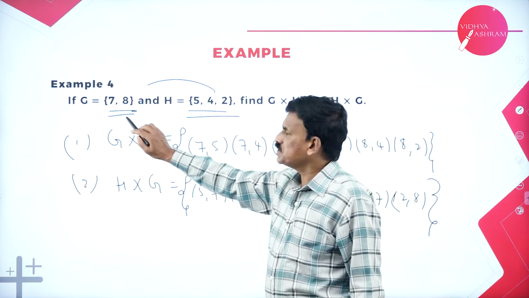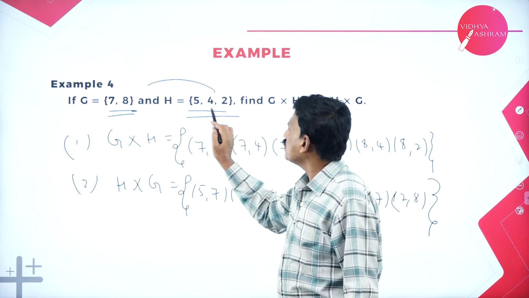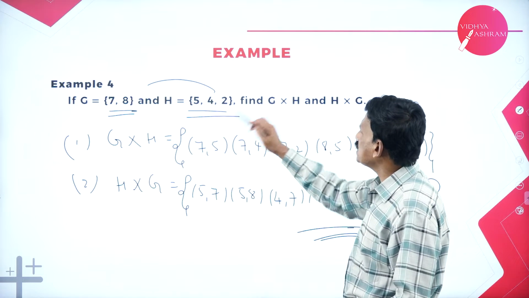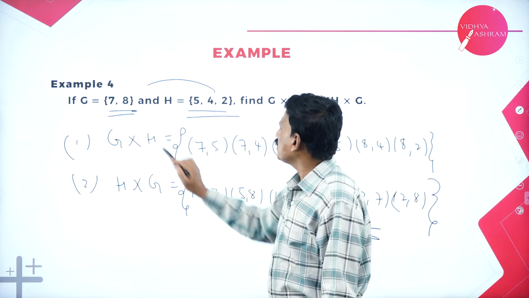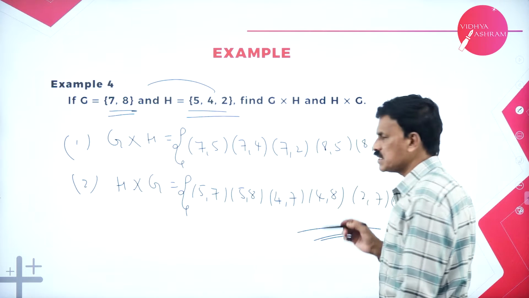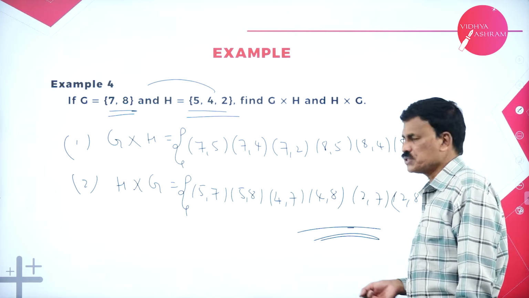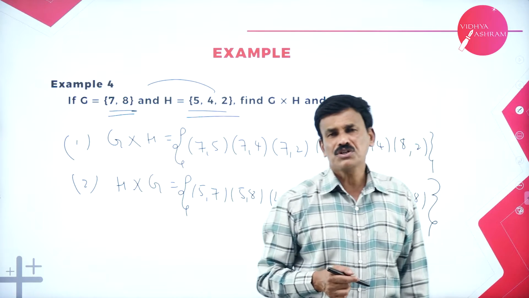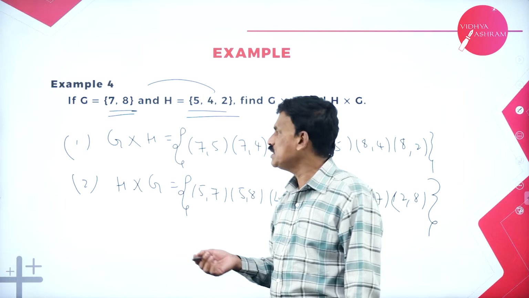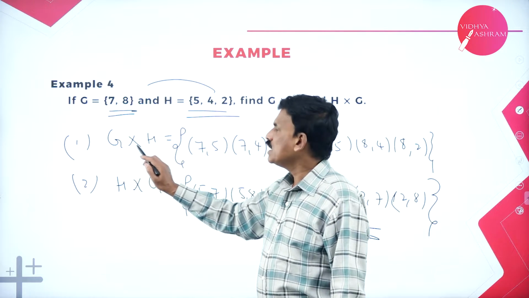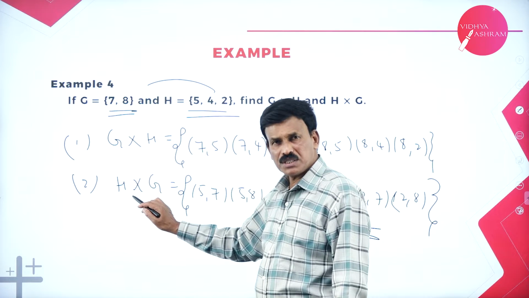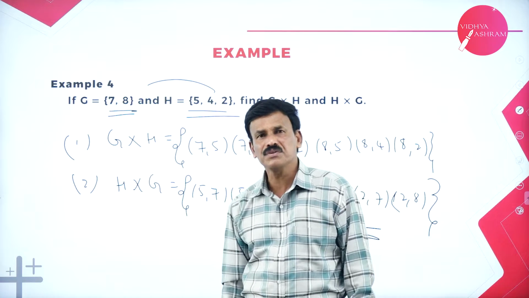So here G cross H is 7, 5, 7, 4, 7, 2, 8, 5, 8, 4, 8, 2. Similarly, H cross G is nothing but 5, 7, 5, 8, 4, 7, 4, 8, 2, 7 and 2, 8. These are the Cartesian products of these two sets. Hope you followed. In a Cartesian product, the first member is an element of set A and the second member is an element of set B. Here, first member is an element of set G and second member is an element of H, 7, 5. Similarly, in H cross G, first member is an element of H and second member is an element of G.